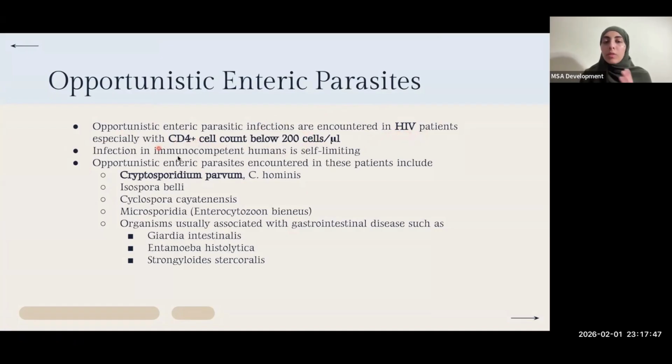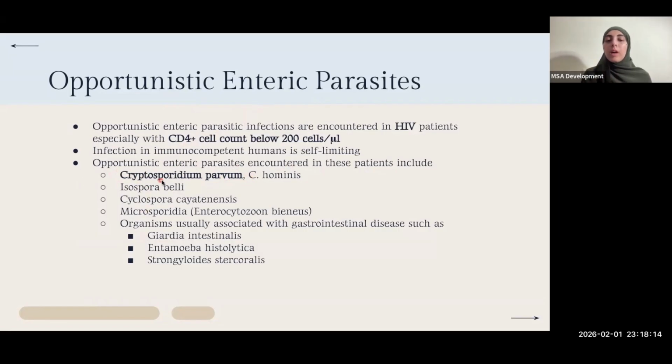If this infection affects immunocompetent humans, it's usually self-limiting. It's not really that severe as it is in HIV or immunocompromised patients. So usually when we're talking about them, we're referring to immunocompromised patients. Some parasites that can cause opportunistic enteric infections include all of these. The main one that we're going to talk about is Cryptosporidium parvum.